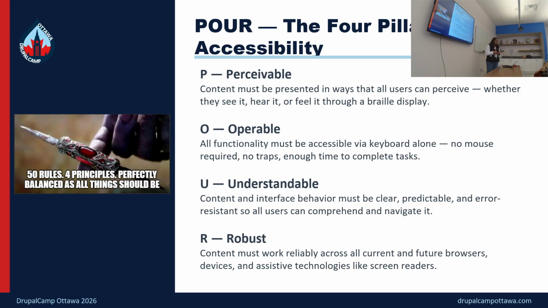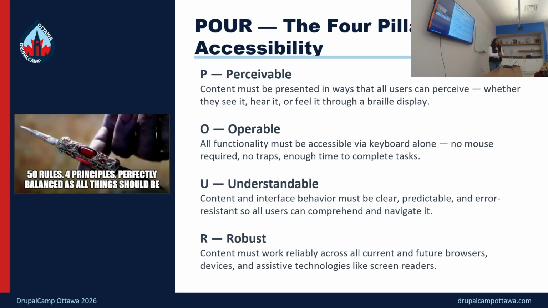Then next is O, that is operable. All the functionality must be operable by keyboard with no mouse, no traps, and enough time to complete them. U is understandable. The content and interface should be in clear, predictable language. It should be error-free, and users can navigate or comprehend the content on the site very clearly.